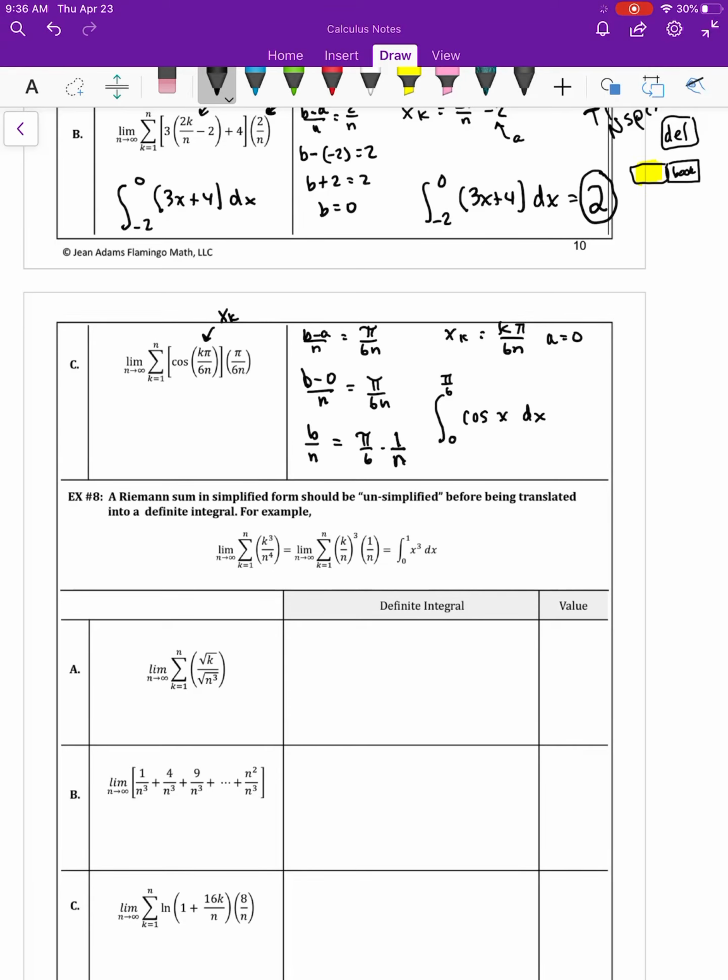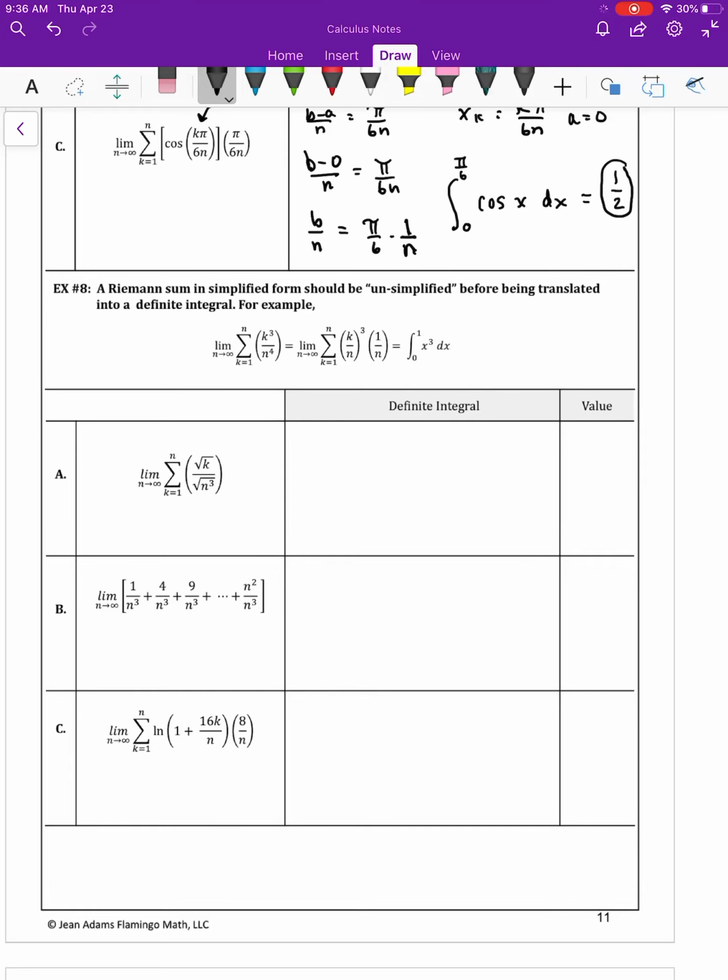Okay, so now I've got the integral from 0 to pi over 6 cosine x dx. Put that in your calculator, please. Make sure you know how to do that. And you should have gotten 1/2.